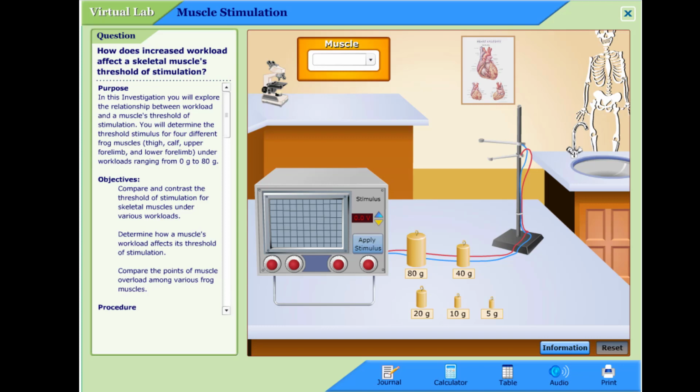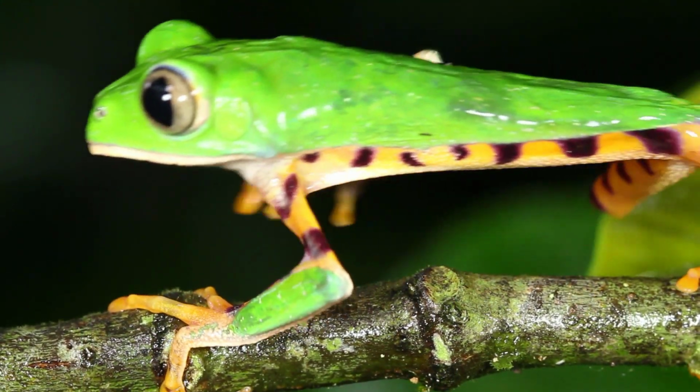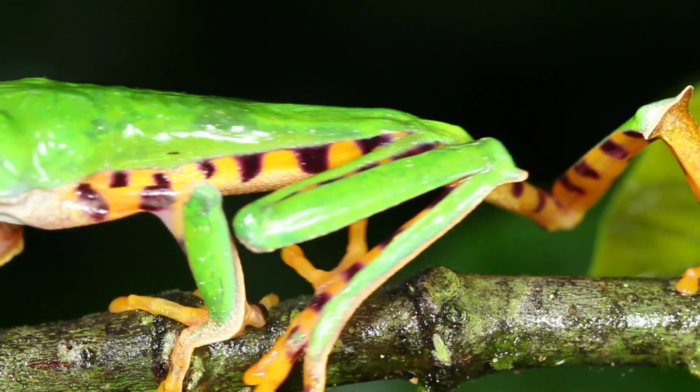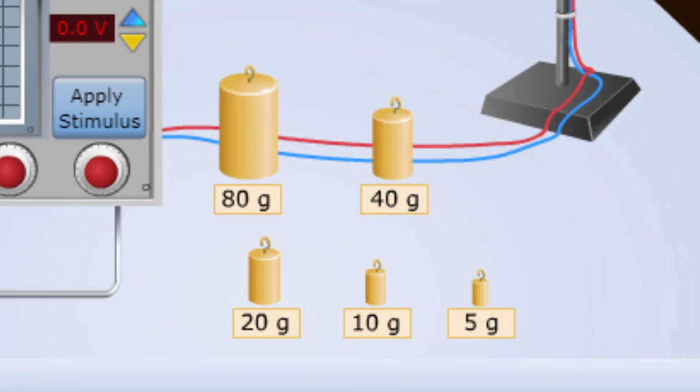Welcome to the Muscle Stimulation Virtual Laboratory. In this laboratory, we will investigate how increased workload affects a skeletal muscle's threshold of stimulation. In this investigation, you will explore the relationship between workload and a muscle's threshold of stimulation. You will determine the threshold stimulus for 4 different frog muscles: the thigh muscle, the calf muscle, the upper forelimb muscle, and the lower forelimb muscle, under workloads ranging from 0 grams to 80 grams.